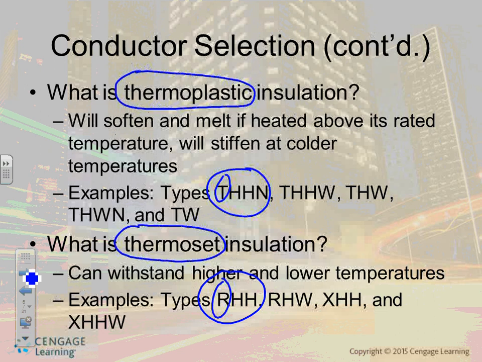Now, what's the difference between them? The most common ones are the T ones. The R ones, they can handle more heat. The ones that start with R, they are more robust. They can handle more heat. So they can handle higher and lower temperature. So which insulation is better? The one that starts with R or the one that starts with T? R. Why wouldn't we specify R all the time then?